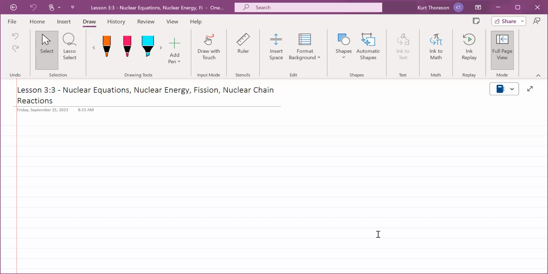Okay. So this is Unit 3, Lesson 3, Nuclear Equations, Nuclear Energy. I'll try to talk a little bit about fission and nuclear chain reactions. We got a lot to squeeze in today, so some of this might have carried over into Monday.